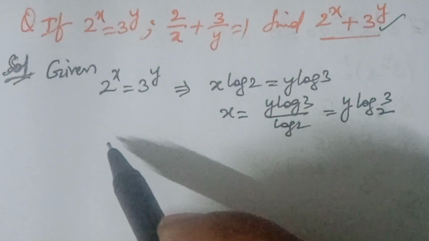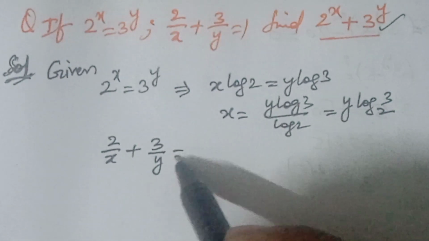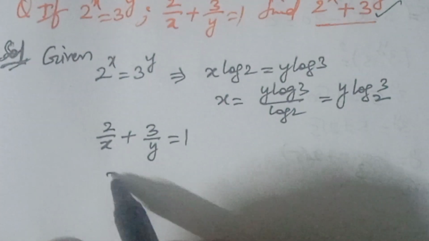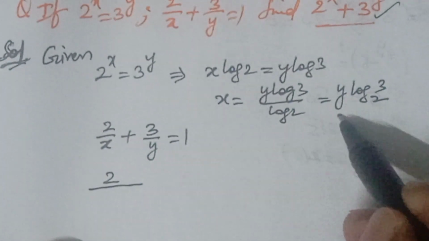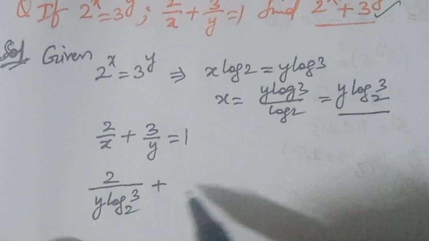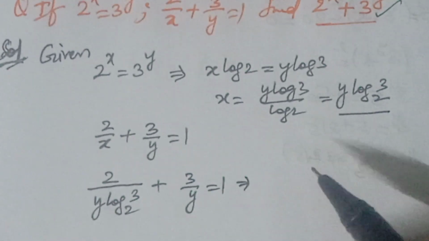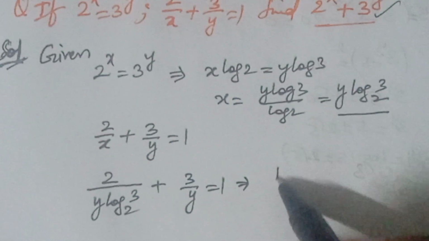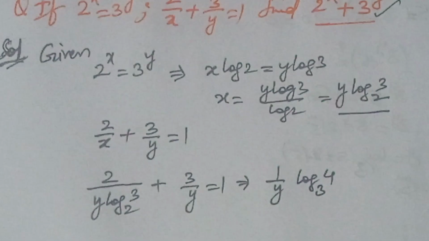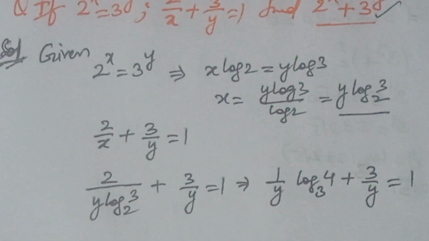The second equation given is 2/x + 3/y = 1. Replacing the x value, we get 2/(y log 3 base 2) + 3/y = 1. Now we get one equation: (1/y) log 4 base 3 + 3/y = 1.